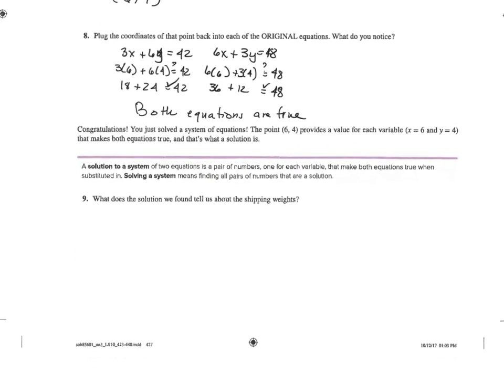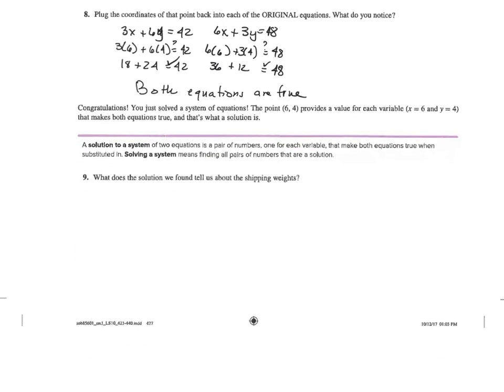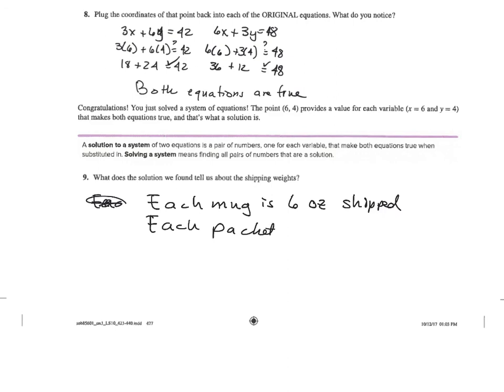Solving a system means finding all pairs of numbers that are a solution. So what does the solution we found tell us about the shipping weights? We know that each mug is 6 ounces shipped. Each packet, if I can write today, is 4 ounces shipped.